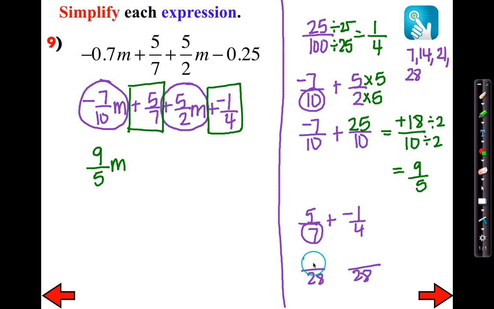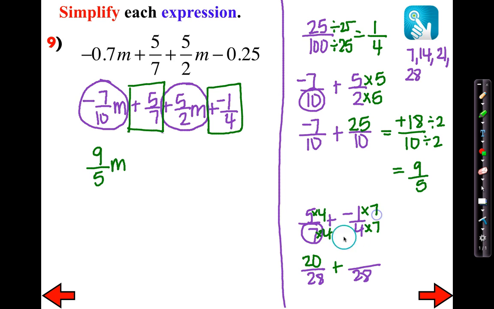Is a 7 a 28? The answer is no, so let's go ahead and multiply that by a 4 to make that happen. So 5 times 4 is 20. Bring down the plus sign, is a 4/28? Also a no. So we're going to multiply that by 7.